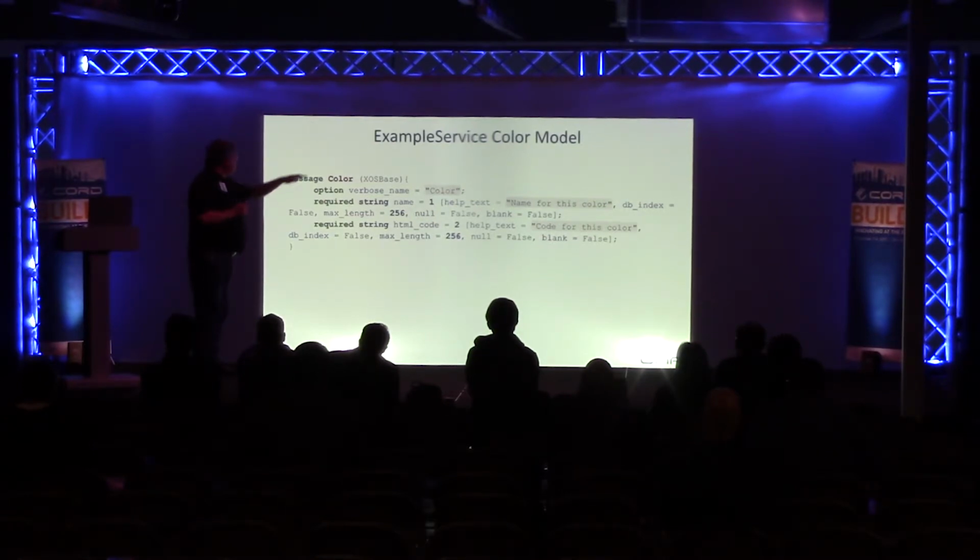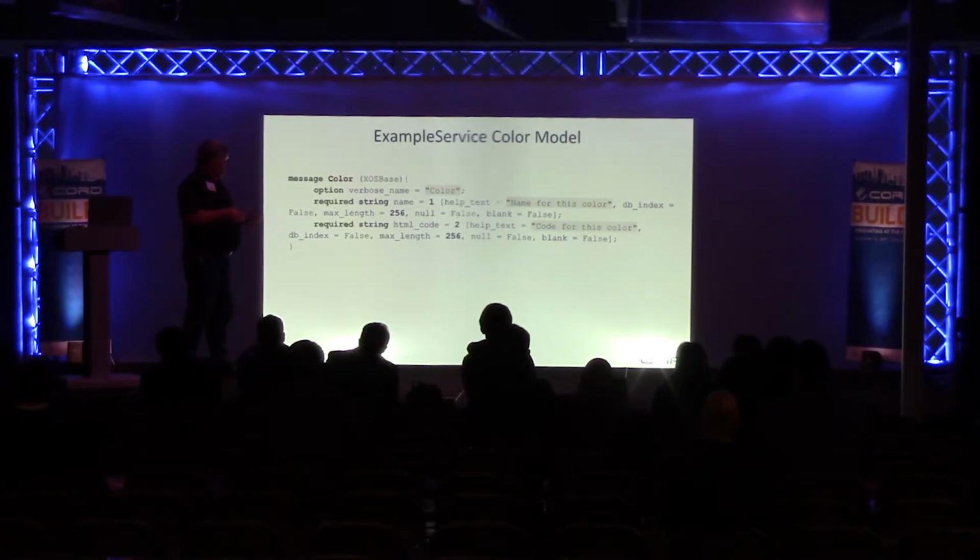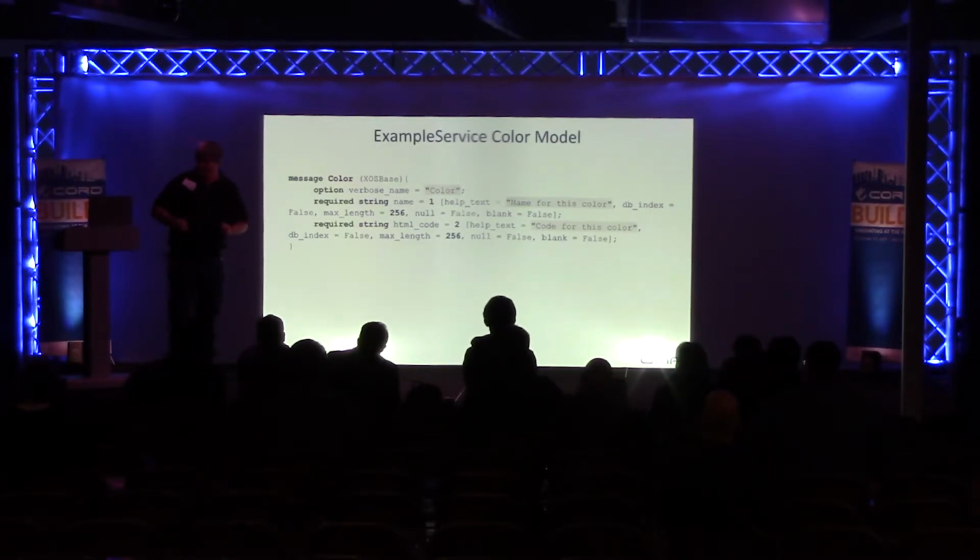We have, again, an option for the verbose name. We have a couple of strings, one for the name of the color object and one for an HTML code that'll go with it. So the name will be something human readable like red, whereas the HTML code will be some HTML page construct like FF0000, perhaps for the red color.